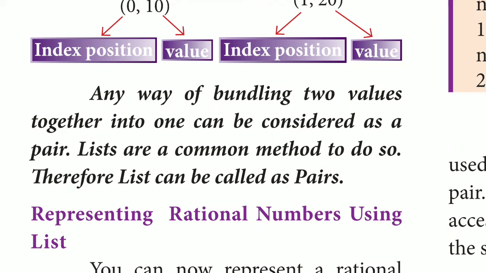Any way of bonding two values together into one can be considered as pairs. List is a common method to do so, therefore list can be called a pair. Any compound value, where many values are combined together to form a group of values or expressions with the same name, is known as a pair. In other words, list is a pair.